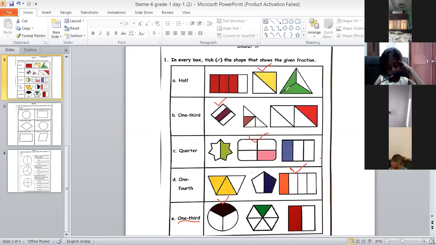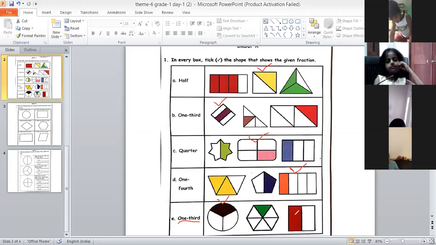Now, Mayuri, please unmute yourself. Mayuri, now tell me about the last shape. This shape is divided into how many parts? 2 parts. Okay. And how many parts are shaded? Only 1 part is shaded. Now tell me which fraction is it representing?